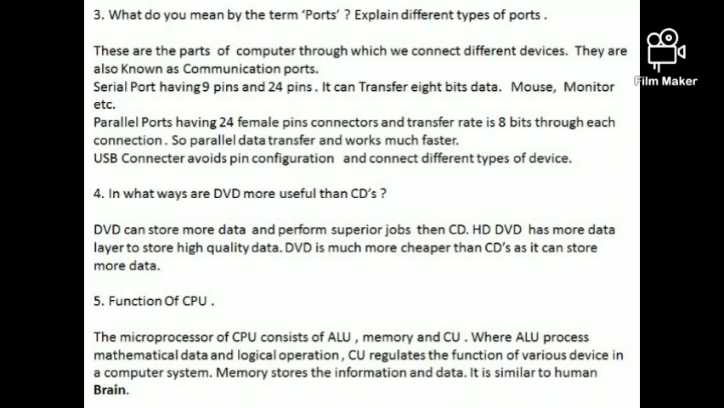Next question. What are the main functions of the CPU? Explain. The microprocessor of the CPU consists of ALU, memory unit, and control unit, where ALU processes mathematical and logical operations. CU regulates the functions of various devices in a computer system. Memory stores the information and data. It is similar to the human brain.